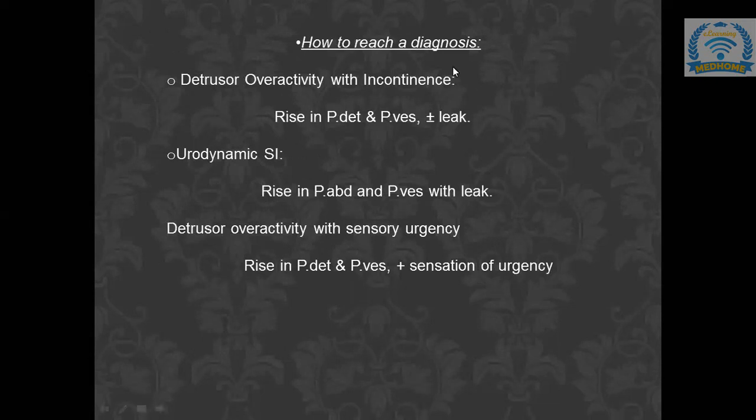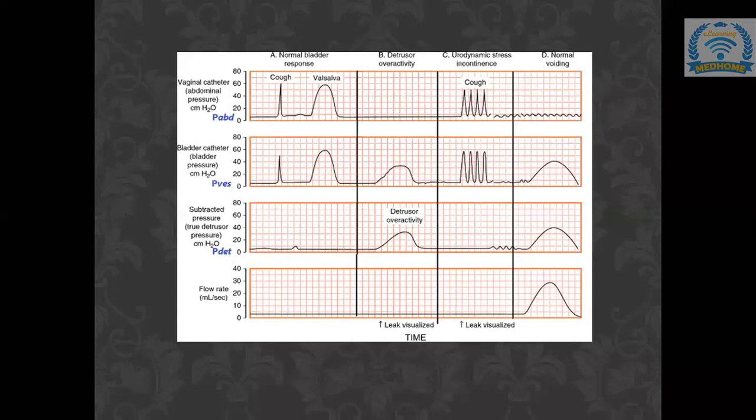Now how to reach a diagnosis? By reading the curves, whether it is detrusor overactivity, urodynamic stress incontinence, or sensory urgency. We need to differentiate between the three of them. So first, with detrusor overactivity, you need to understand one thing. We call the incontinence overactive bladder. But when we go to the curve, we don't call it overactive bladder. We call it detrusor overactivity.